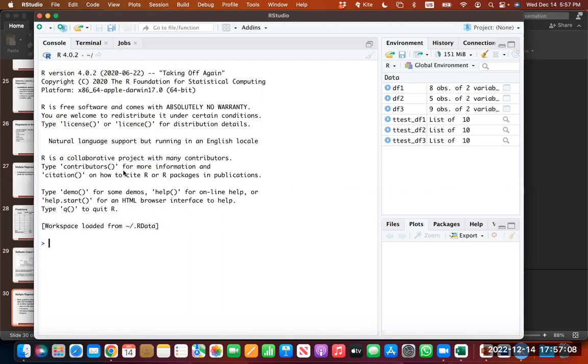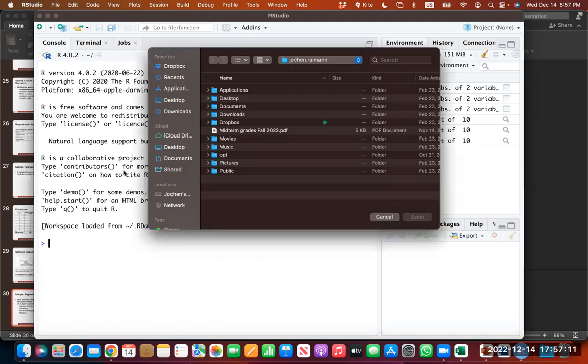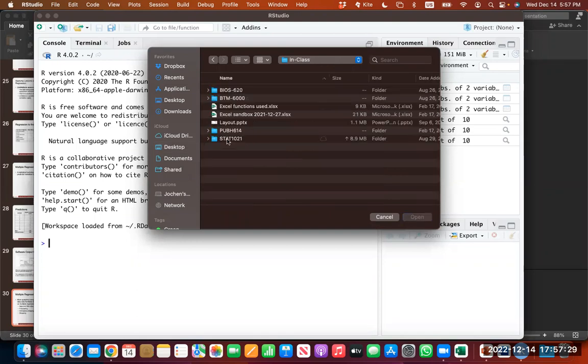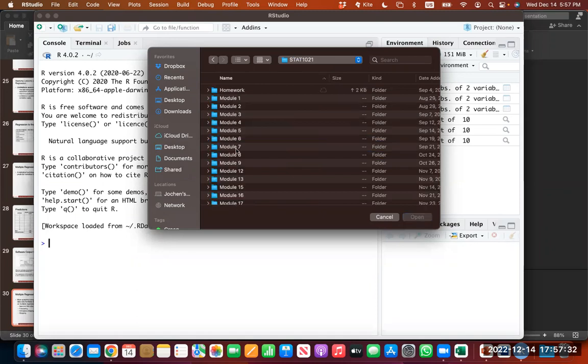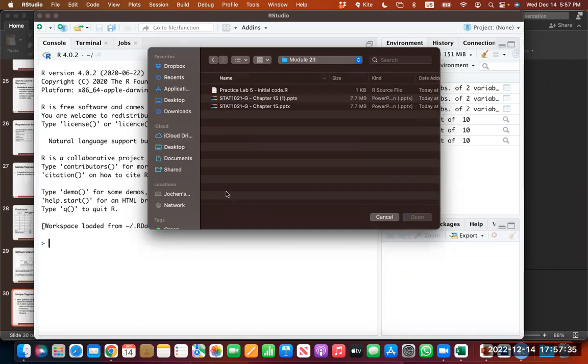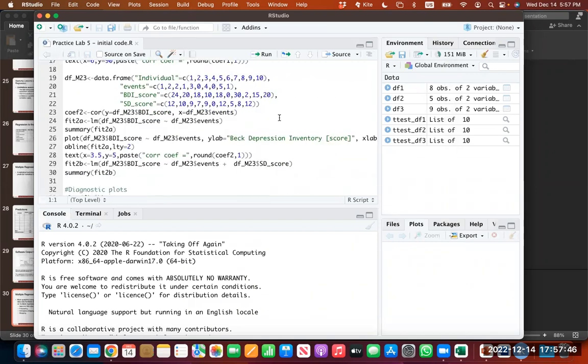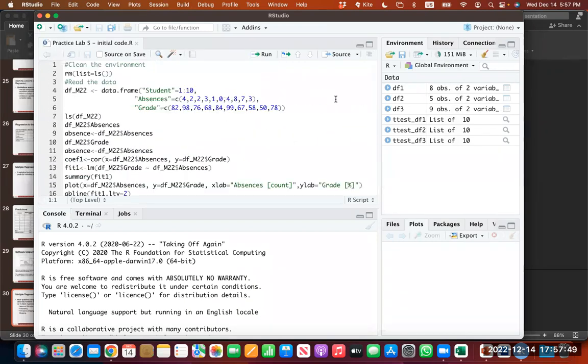So you open RStudio, and you click on open. You download Practice Lab 5, initialcodes.r. You open this file and you see this. So this is a code of 33 lines.